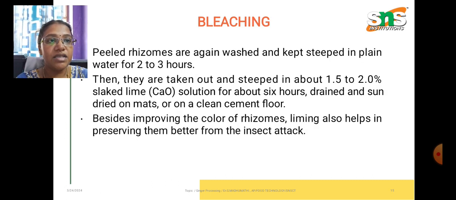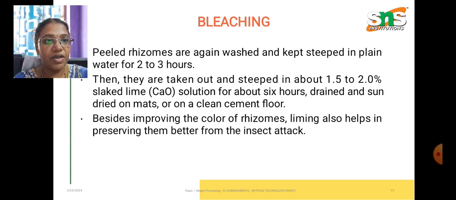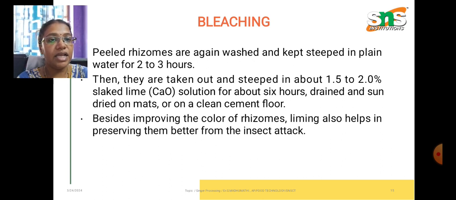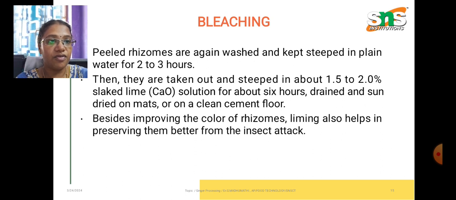Next, bleaching is mainly done by washing with plain water for 2 to 3 hours. Then they are steeped in 1.5 to 2% calcium oxide, that is a low saline solution, for about 6 hours. Then after soaking, they are drained and sun dried on the mat or the cement floor.